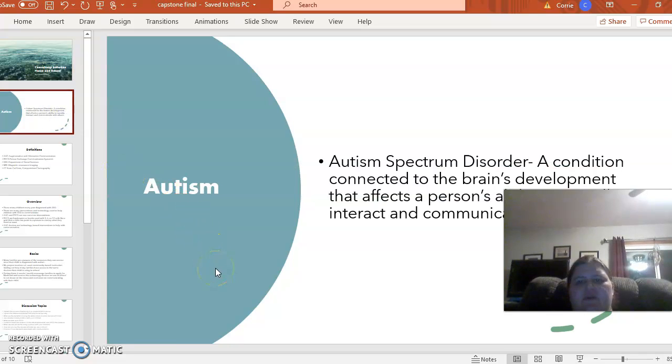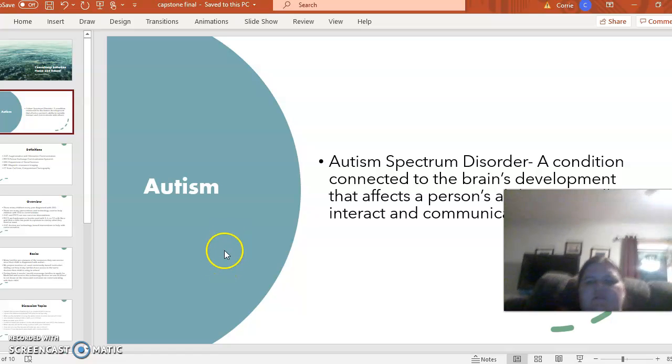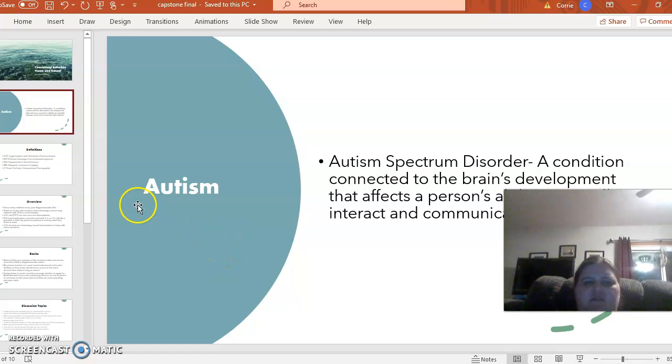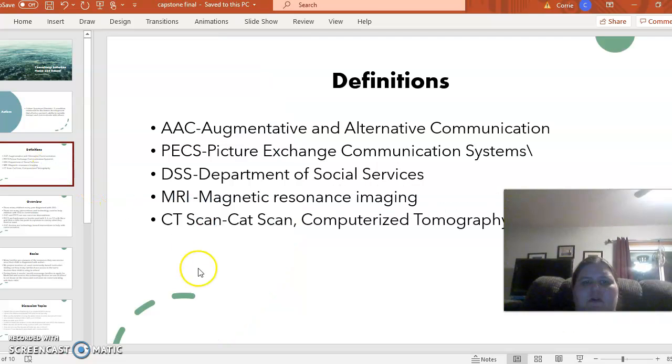Autism spectrum disorder, also known as ASD, is a condition connected to the brain's development that affects a person's ability to socially interact and communicate with others. Some of the definitions I used in my paper were AAC, augmentative and alternative communication, which is more technology based, and PECS, picture exchange communication systems, which is more hard copy or book form. It can be in the form of a tablet.